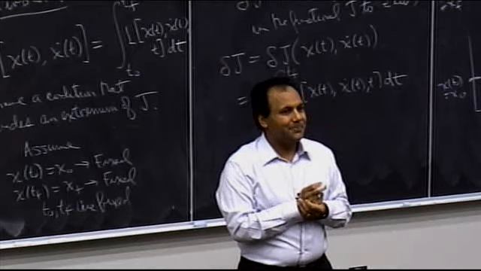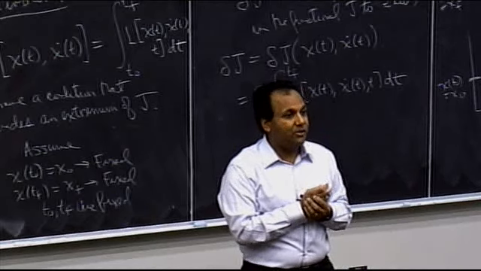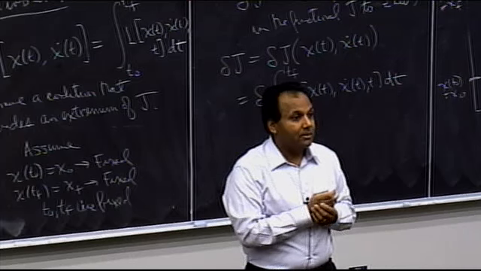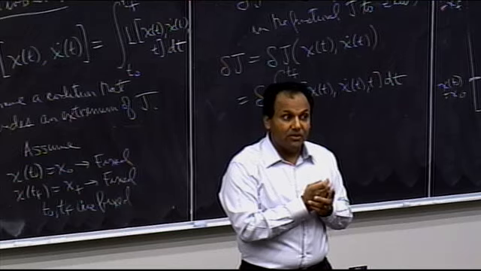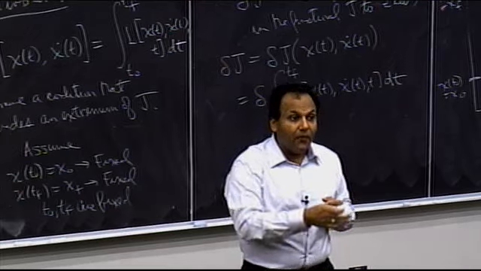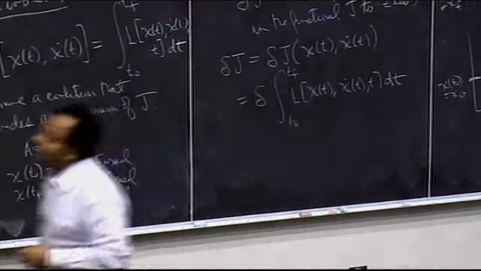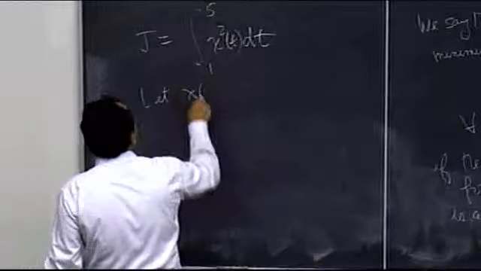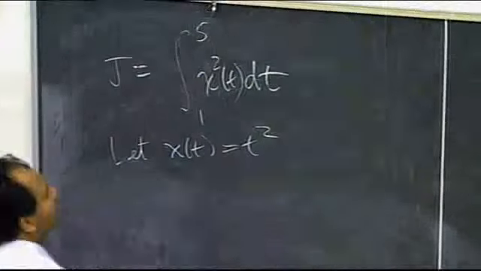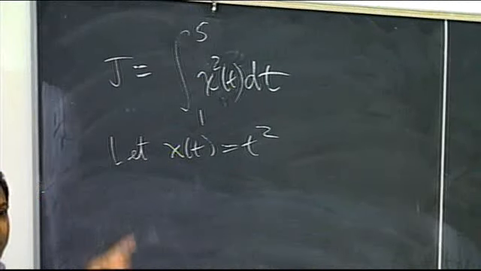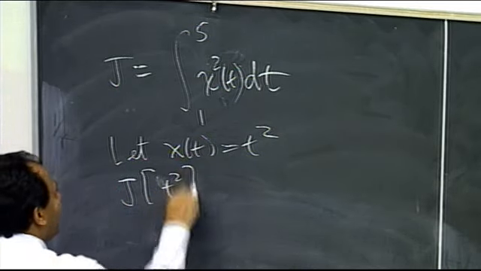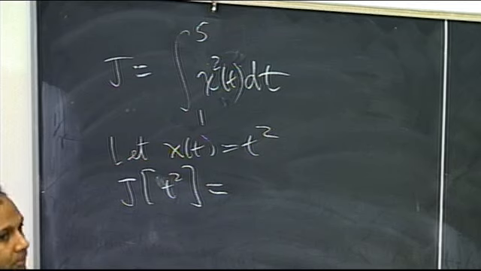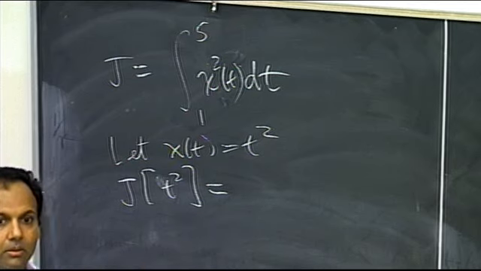Well, what is it? Why is it? It's a function of a function, right? What's the function? X of t, right? X of t is the function. It's a function of a function. Now, if I say let x of t equal t squared, now what happens? What's the value? So when I say J applied to t squared, what do I get? Go ahead and do it.